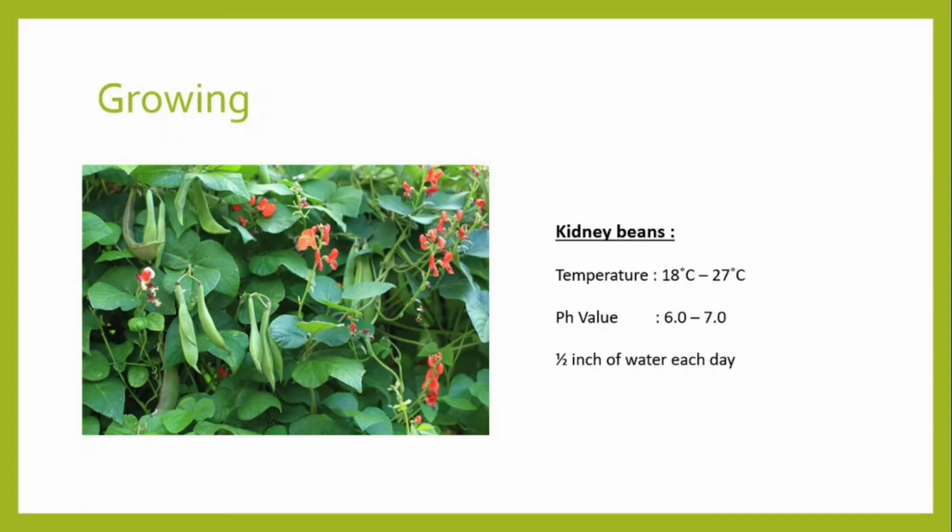Now let's talk about the requirements for successful growth of these kidney beans. According to what we have found, the ideal temperature should be between 18 Celsius and 27 Celsius. And the pH value should be in the range between 6.0 and 7.0. And of course, it requires a certain amount of water. So what we're going to do is, we will check these variables using our system and determine what should be done to ensure successful growth.